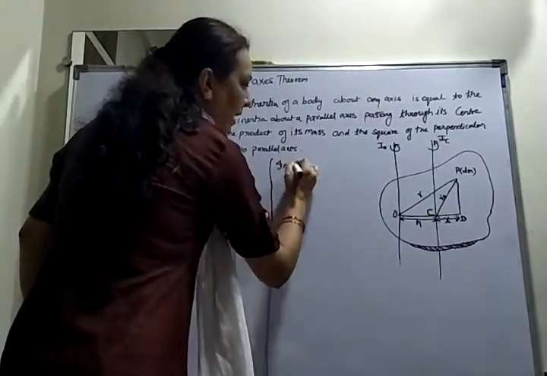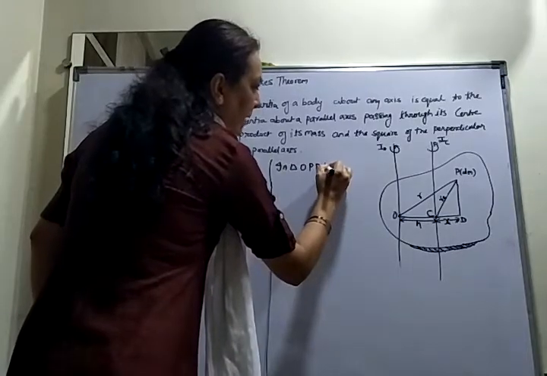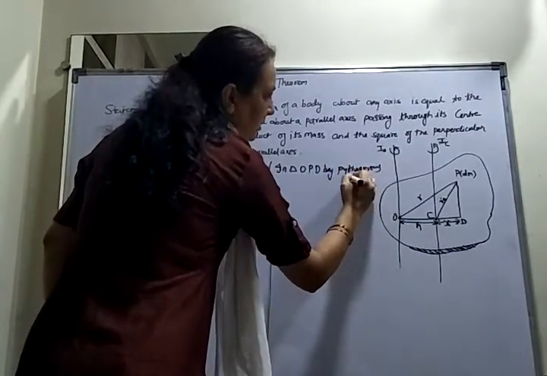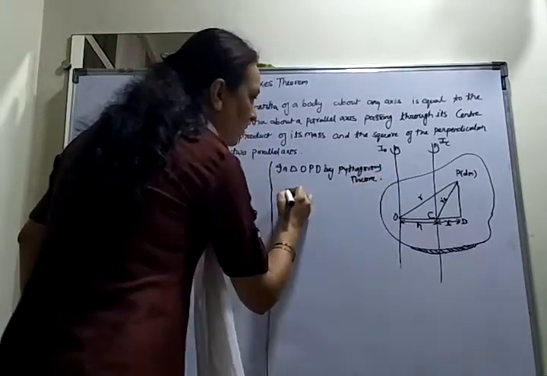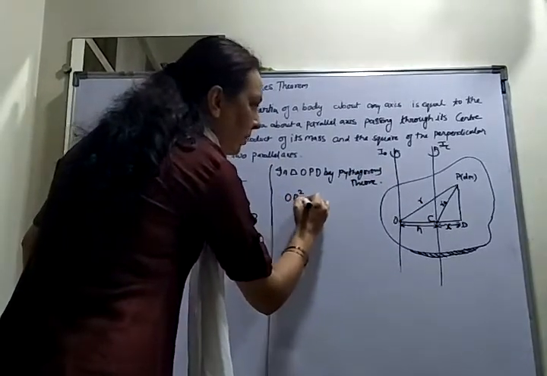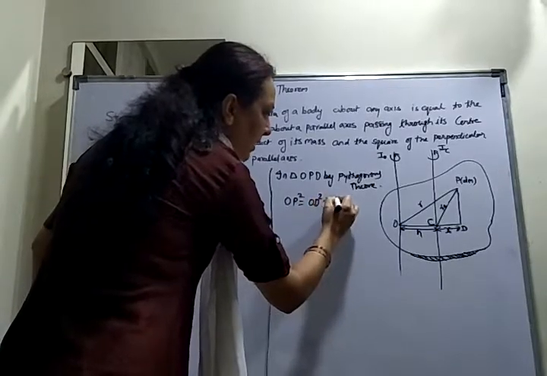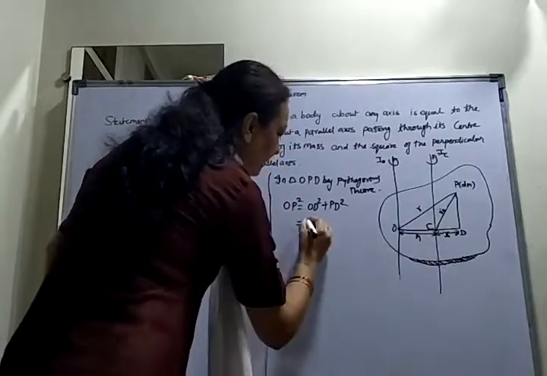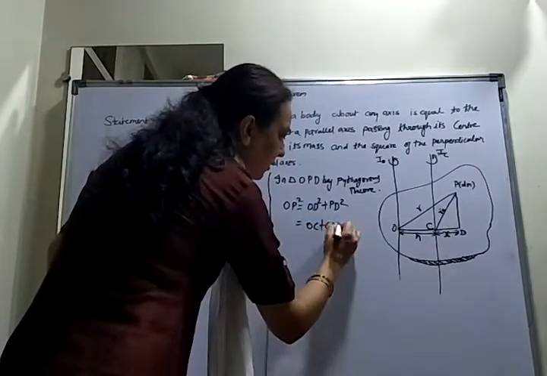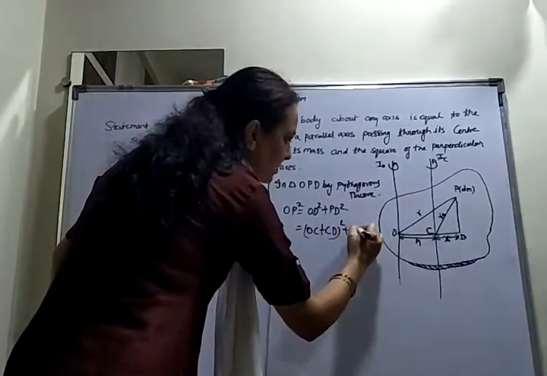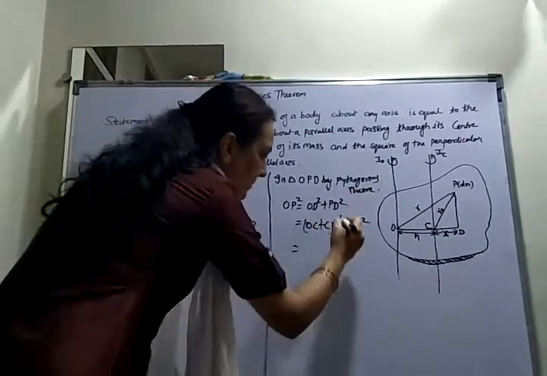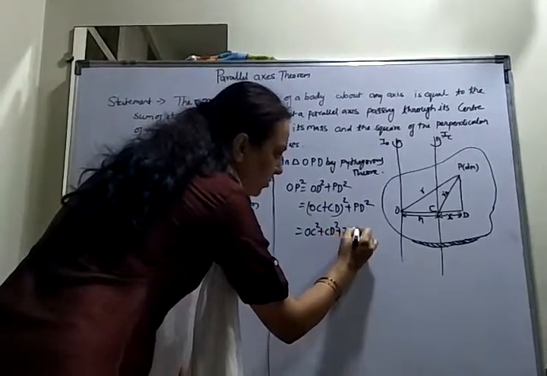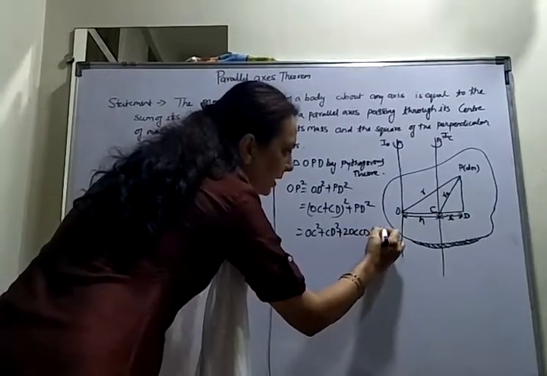Then in triangle OPD, by Pythagoras theorem, which you know very well, OP squared equals OD squared plus PD squared. Correct? OD is OC plus CD. So OP squared equals (OC plus CD) whole squared plus PD squared. Again we have to split it. (a plus b) whole squared is OC squared plus CD squared plus 2 OC into CD, plus PD squared.